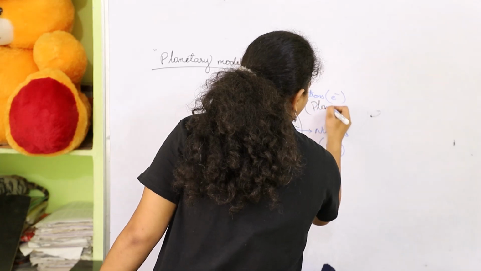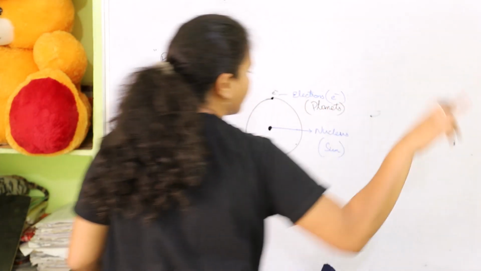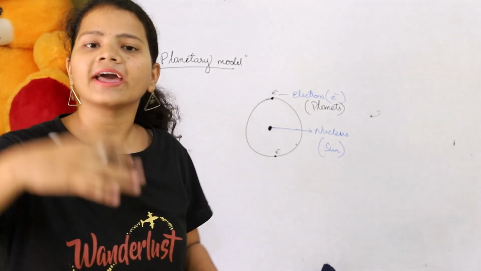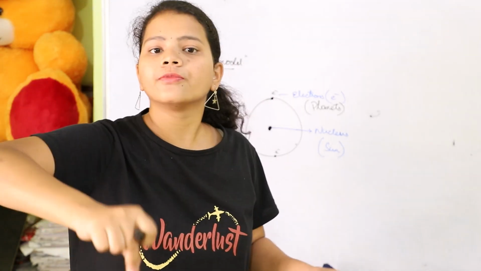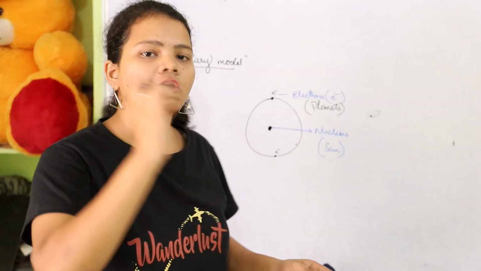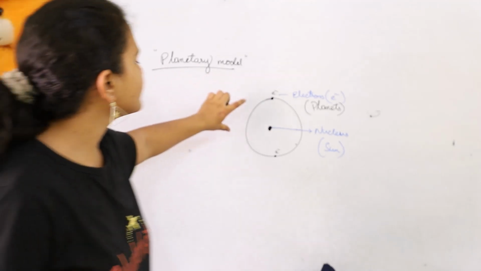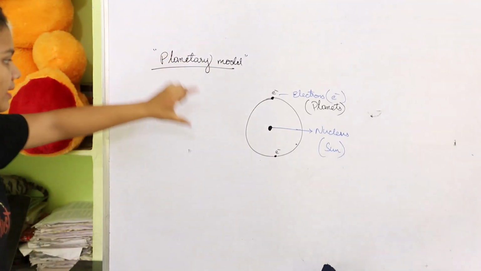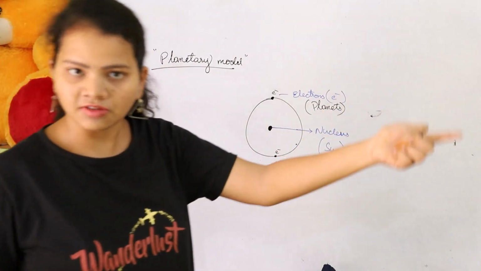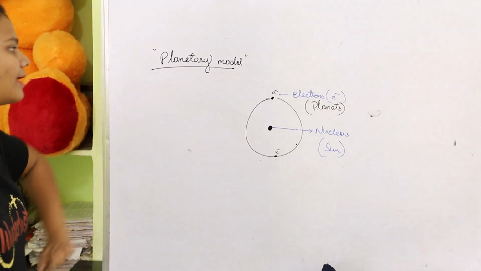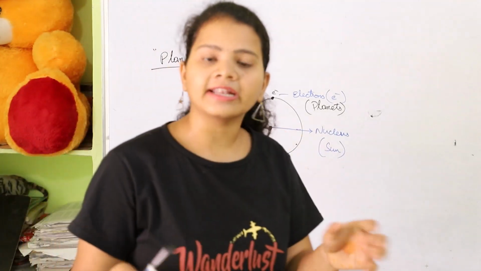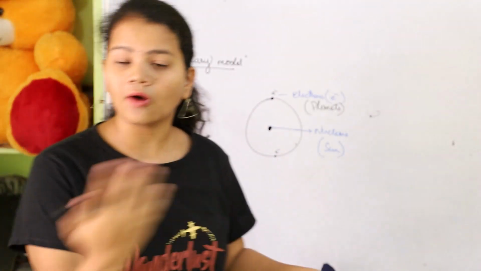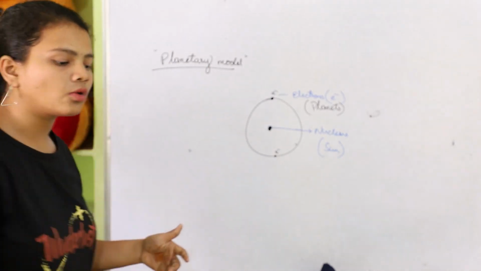Just as the earth revolves around the sun, electrons revolve around the nucleus in an orbit. He said that the atom is in the form of a solar system, so he called this a planetary model. Clear? And how did Rutherford get to know that an atom looks something like this? How did he know?